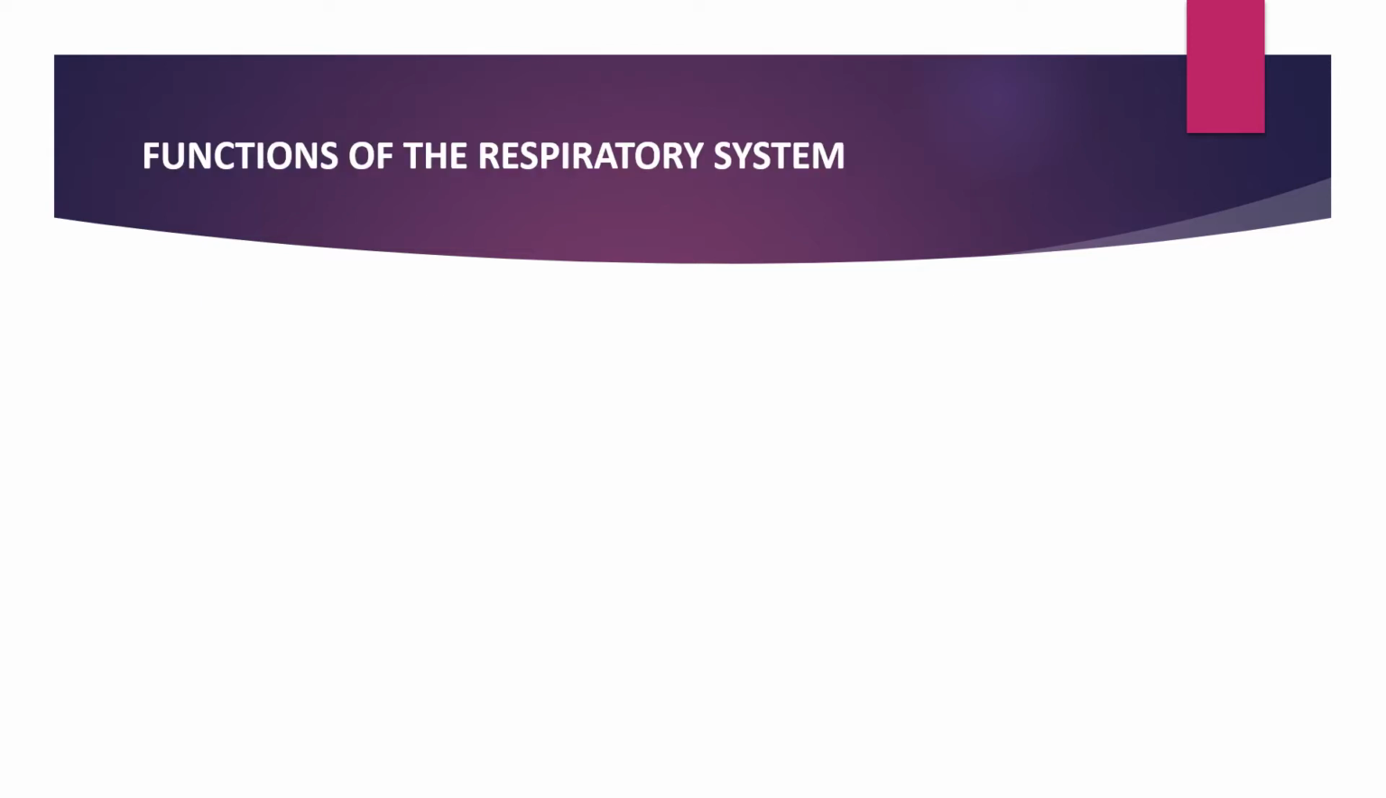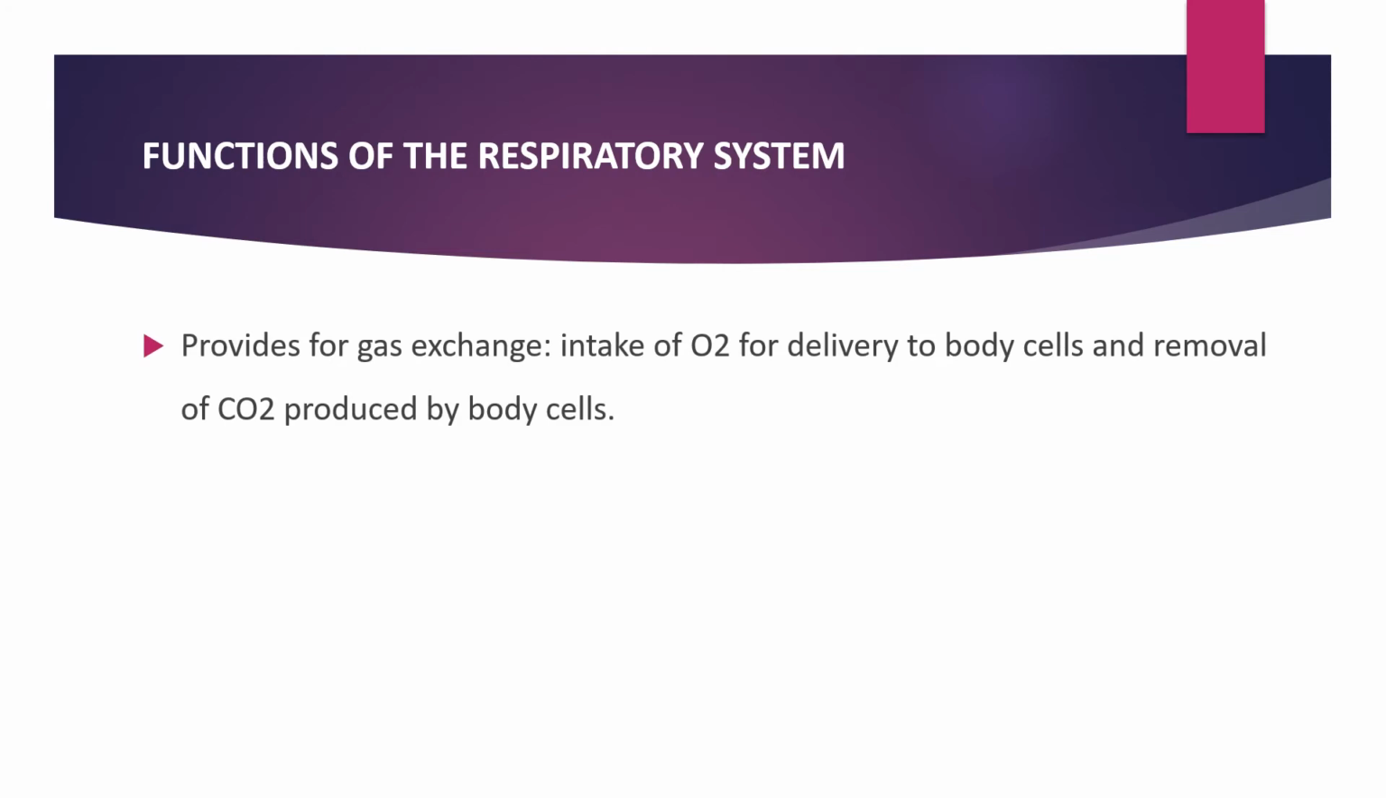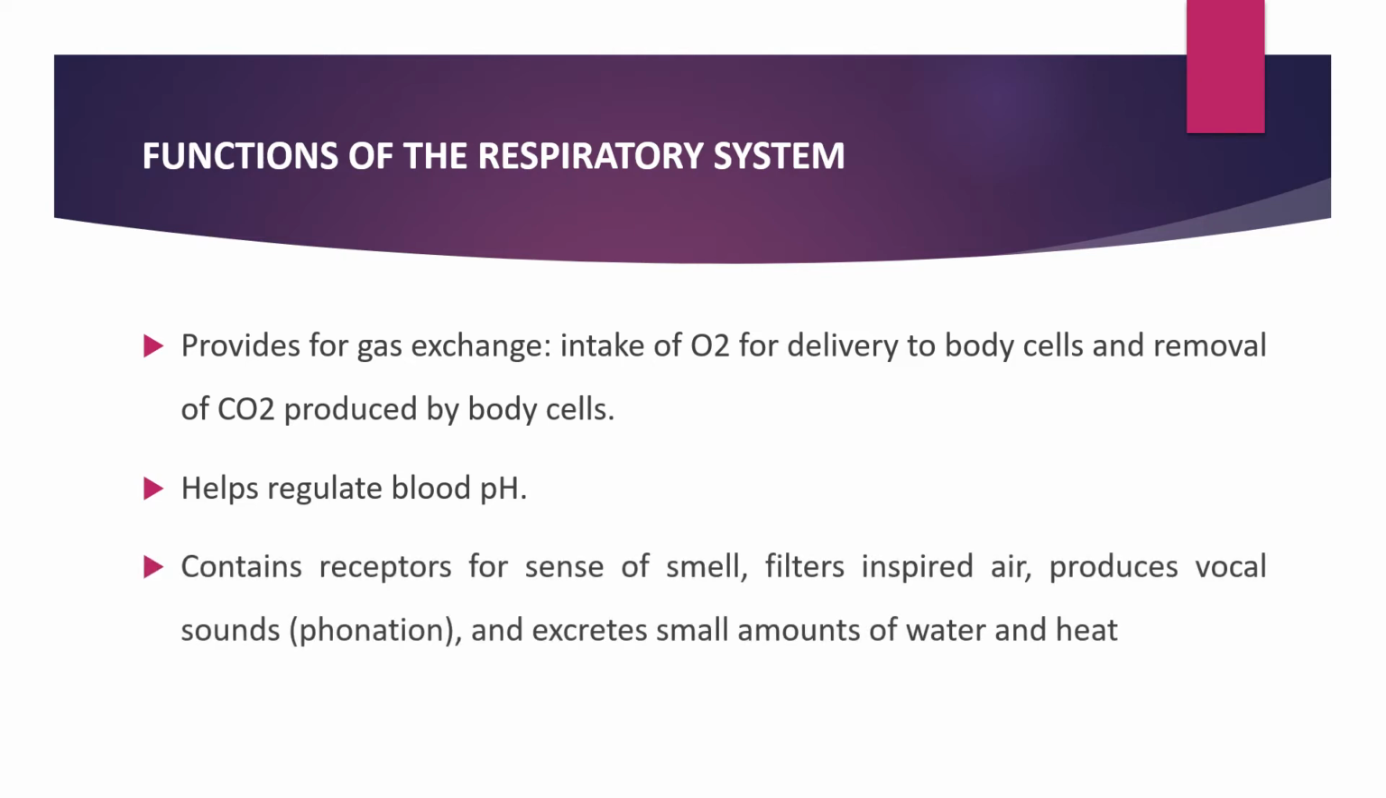Now we'll see the functions of the respiratory system. So first one is it provides for gas exchange. Obviously the respiratory system is mainly involved in the gas exchange of oxygen and carbon dioxide. It helps to regulate the pH of the blood, and also the respiratory system contains the receptors for the sense of smell. It also filters inspired air, produces vocal sound, and excretes a small amount of water and heat. So these are the functions of the respiratory system.